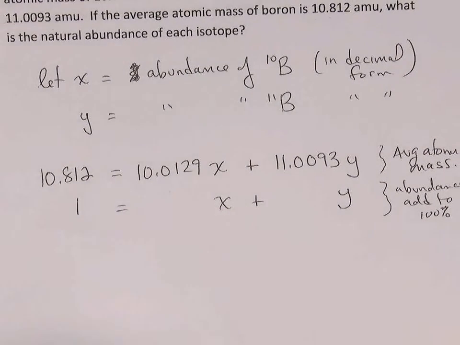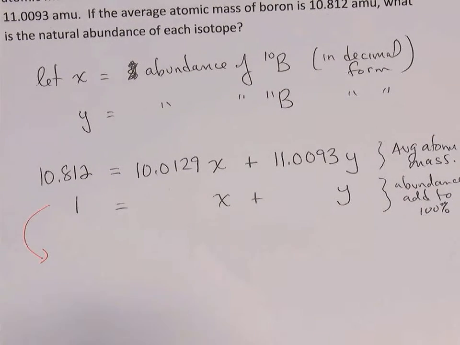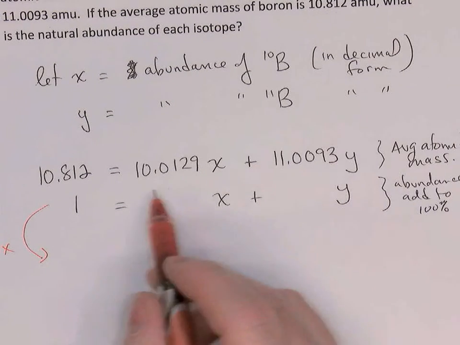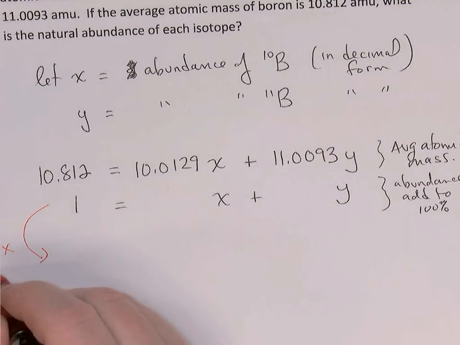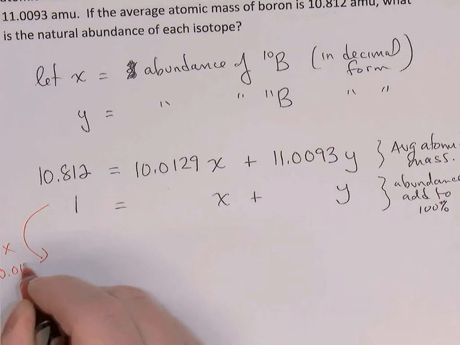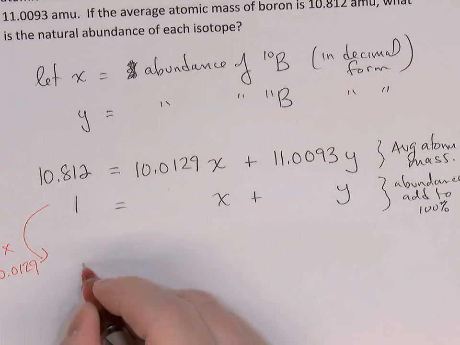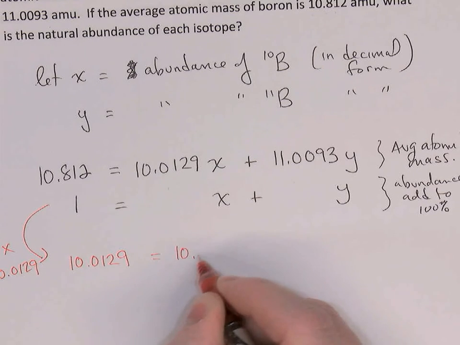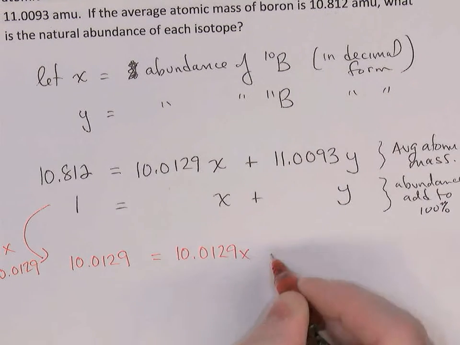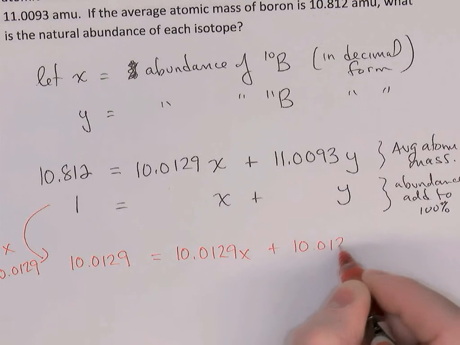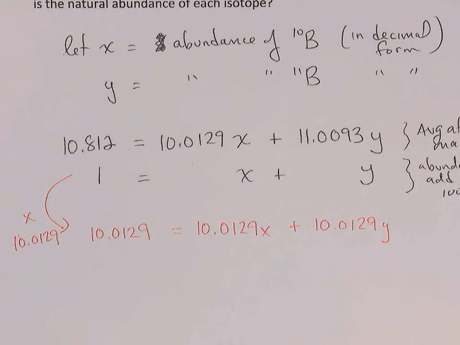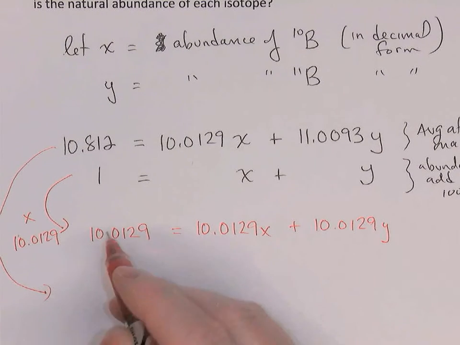So I'm going to take my second equation, and I'm going to multiply by, which one of these do I want to eliminate? I'll eliminate the x. It doesn't really matter, so I'll multiply by 10.0129. So that's going to give me 10.0129 equals 10.0129x plus 10.0129y. The first equation, I'm not going to do anything with at all, so I'll just recopy it.